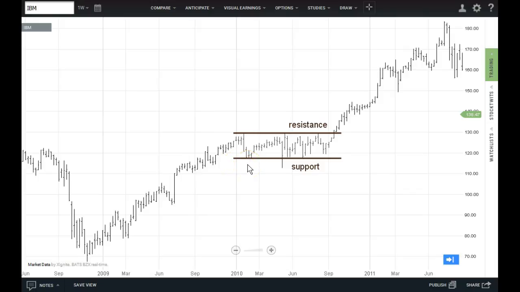And then approximately it looks like 118, it found some support where buyers got active again. And if you think about it, after this rising trend, these buyers bought the dip. But something happened later. In late May, price got back up to the 130 level and stalled again. This time it went down pretty quickly, but once again it found support at approximately 118.